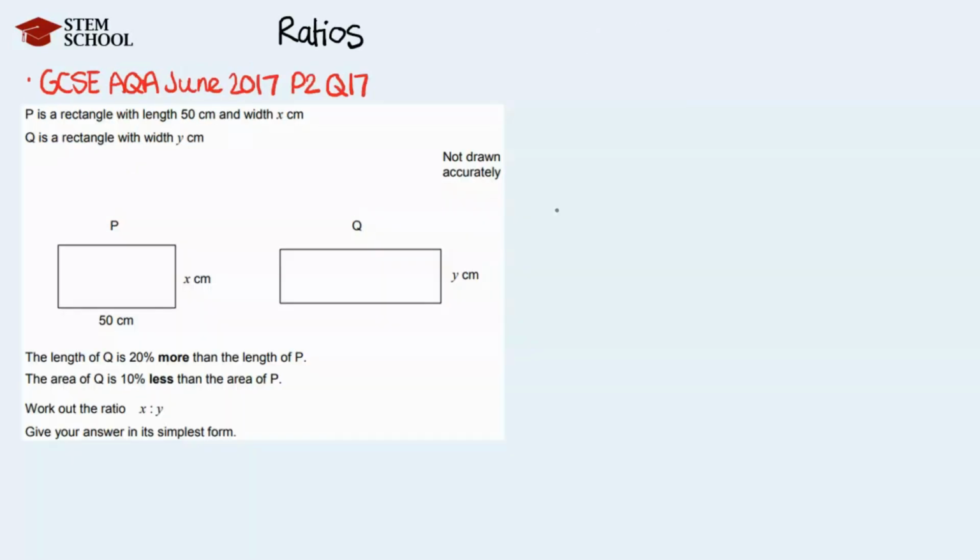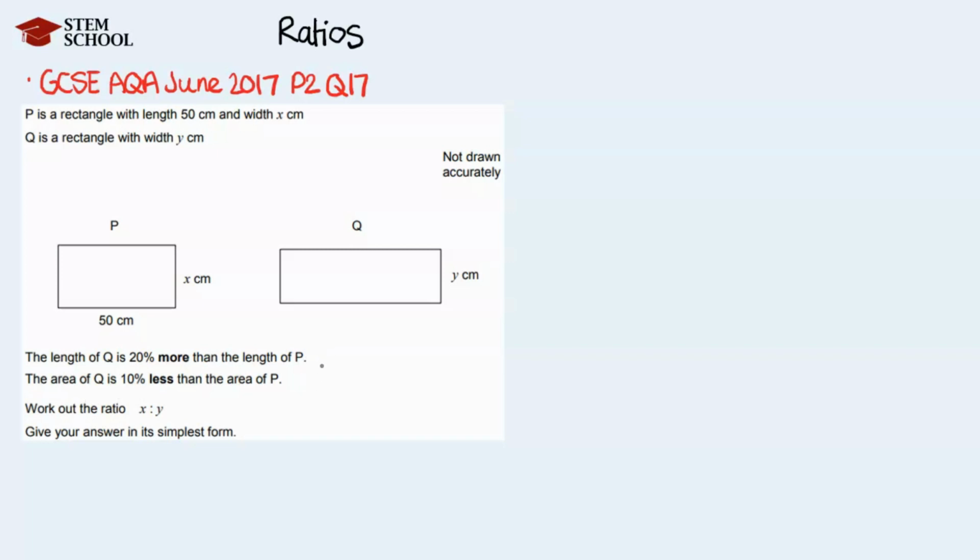Alright, so let's do another example, but this time it will involve a little bit more problem solving, okay? So in this question, we have two rectangles, P and Q, and we're told that the length of P is 50 centimeters. And then we're told that the length of Q is 20% more than the length of P, and the area of Q is 10% less than the area of P.